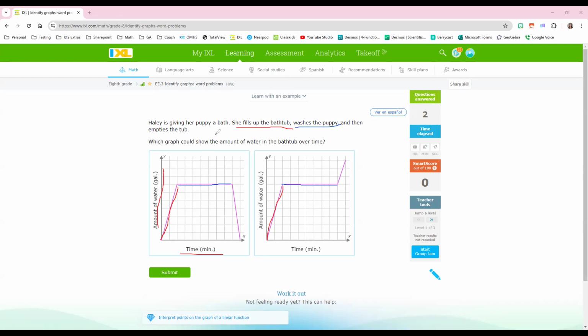And then it says she empties the tub. Well, if we empty the tub, that water is going to drain. So I would need one that decreases, which means our first graph here matches this scenario. The second one then increases. So that would be like she added more water to the tub, but she didn't do that. She emptied it. It's going to go down to 0. So that's why this first one here is the better match.